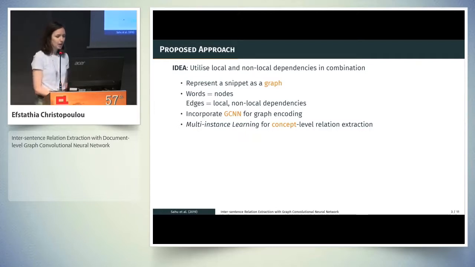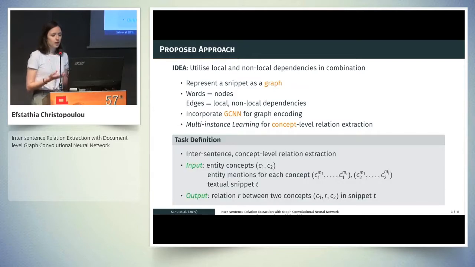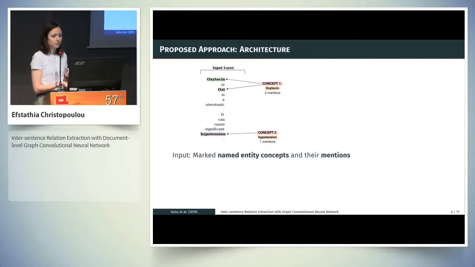extraction. So to formalize the task as inter-sentence concept-level relation extraction, the input of our system is two concepts, C1 and C2, their corresponding mentions, which can be more than one, and the textual snippet T. And the output of the system is the relation R between concepts C1 and C2 for this particular snippet T. So let's move on to the architecture.